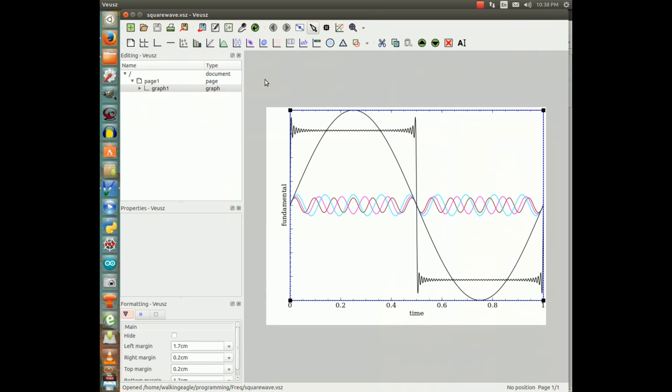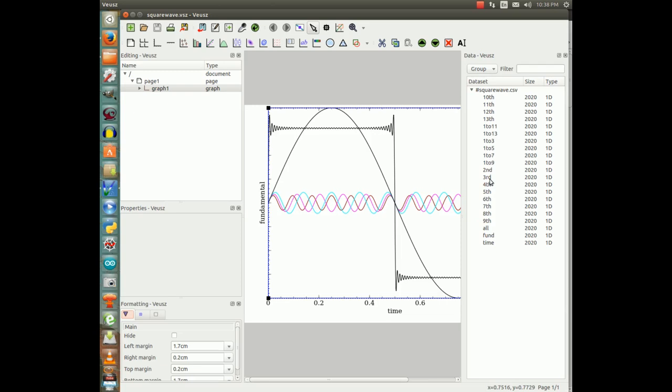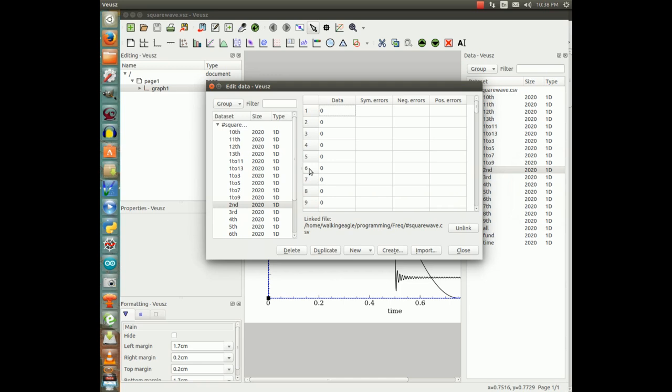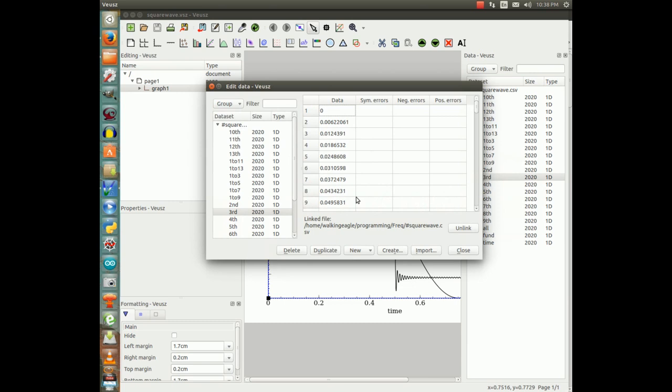Okay, if I view Windows and I turn on this data navigator view, you see I've got all these columns of data, and I had them all from second, third, fourth, fifth, sixth, seventh, and we'll look at this case, the second. Let's see, I think I right-click, and I want to edit data. And you see, on the second, everything is zero, because that's what I used for that. We don't have a second harmonic. But when we get to the third harmonic, when we look at the numbers, you see, I do have numbers, which is what I graphed earlier.